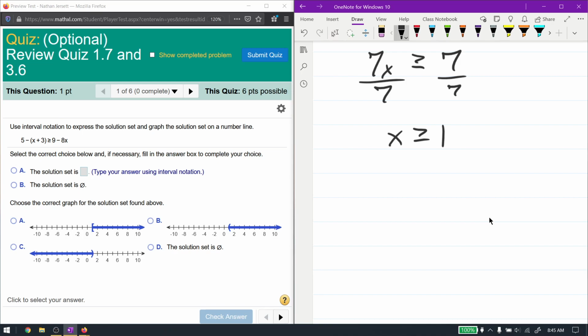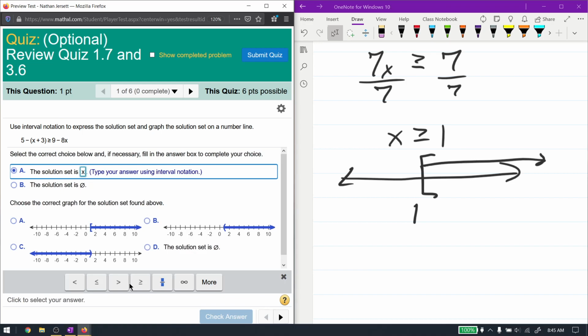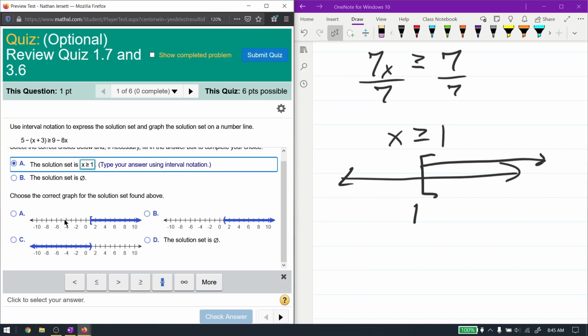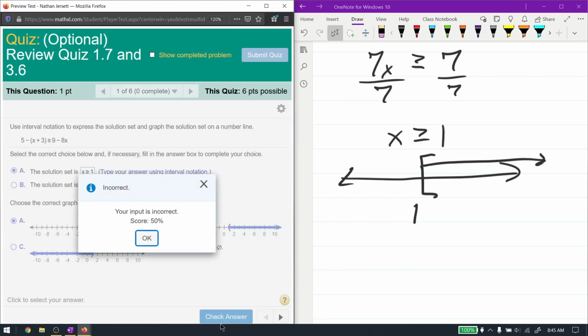Now, x greater than or equal to 1 looks like this. We have 1. If x is greater than or equal to 1, it's going to be everything to the right of it, and it's going to include 1. So we're going to use a square bracket and continue on up towards positive infinity. Those numbers are all greater than 1. So the solution set is x greater than or equal to 1, and that looks like A here. A has the square bracket, and it goes up towards positive infinity.